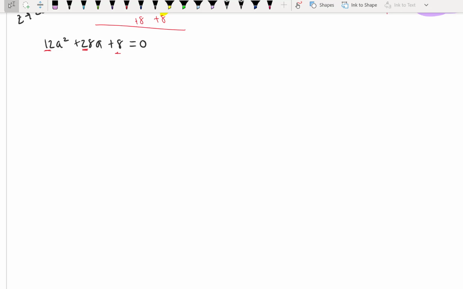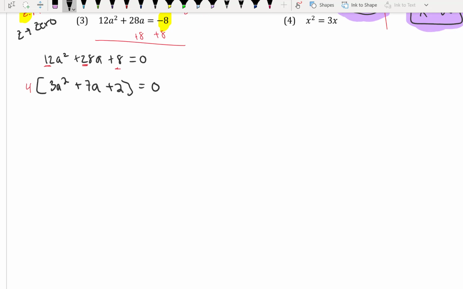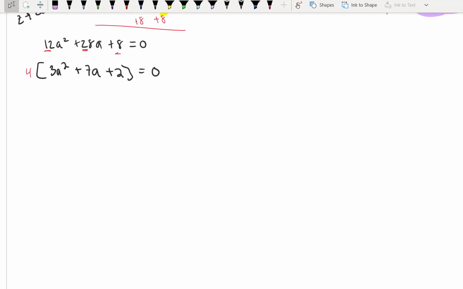So you're always looking for the GCF, so it's the greatest little number. So that biggest little number is going to be a 4. So I'm going to factor a 4 out from this entire trinomial. So I would have 12 divided by 4, which is a 3a squared, plus 28 divided by 4 is a 7a, and 8 divided by 4 is a 2. So then from here, we can either do a guess and check, or we can do the AC method.